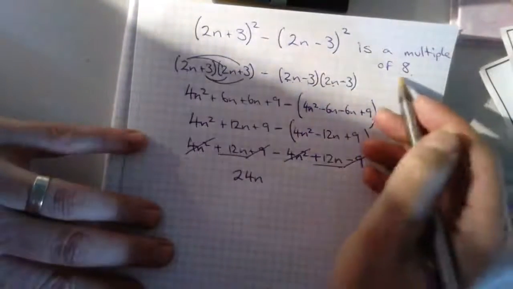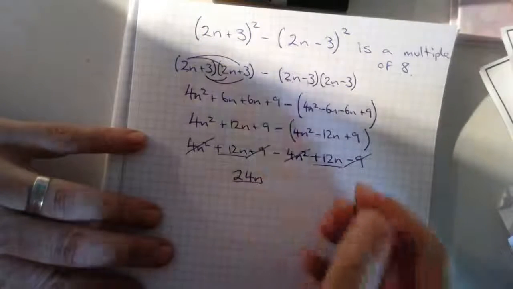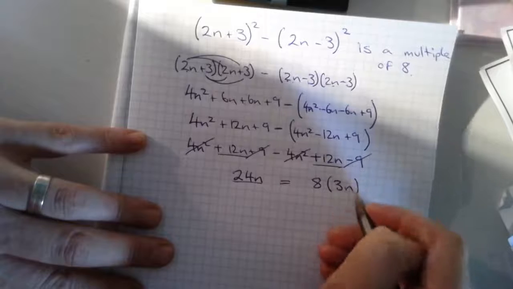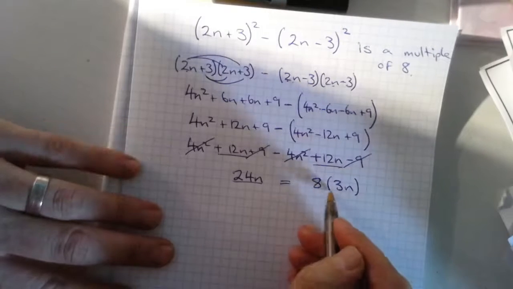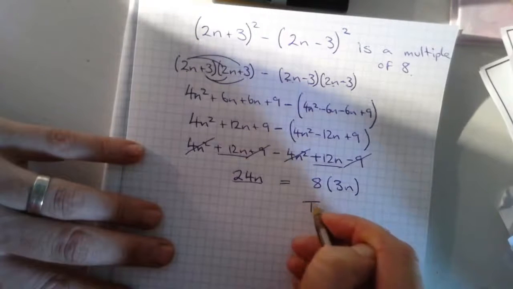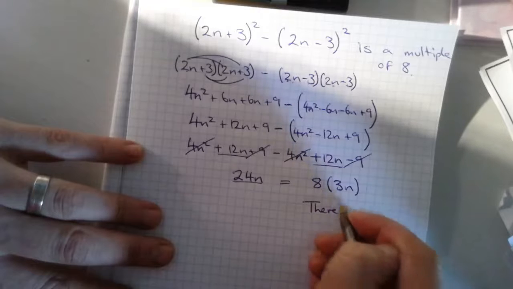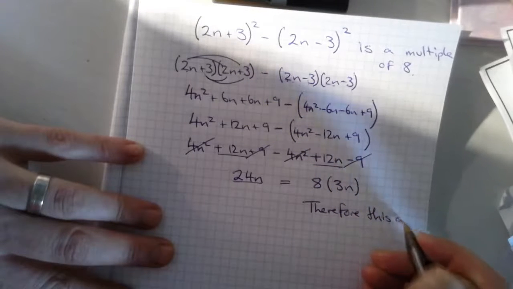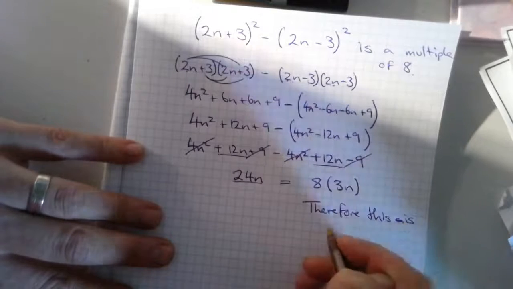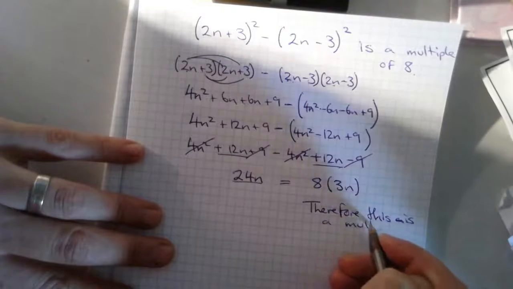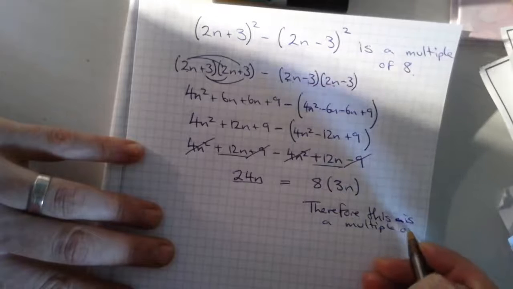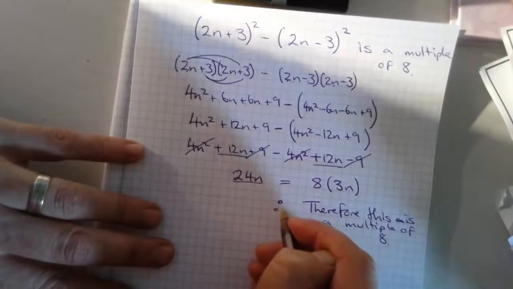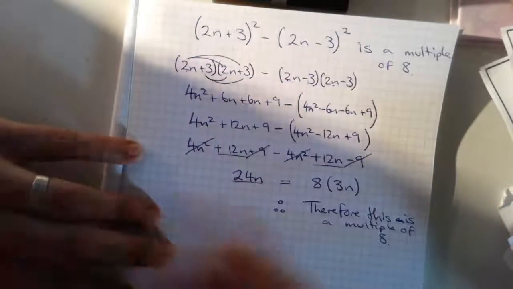Now again, it's got to be a multiple of 8. Now 8 does divide 24n, so this becomes 8 lots of 3n, and because it's a factor, 8 times 3n, therefore this is a multiple of 8. If you want to save time, you can replace therefore with the 3 dots. Thank you.